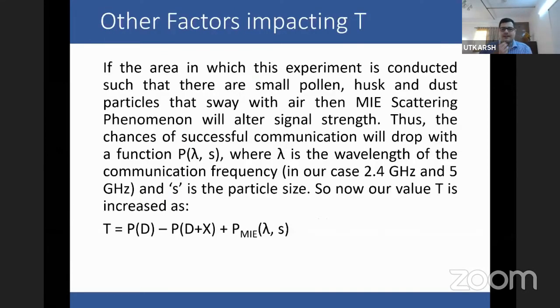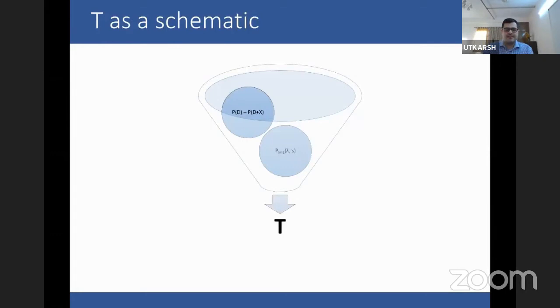Other factors: if the area in which this experiment is conducted has small pollen, husk and dust particles that sway with air, then the Mie scattering phenomenon will alter the signal strength. Thus the chances of successful communication will drop with a function P(lambda, s), where lambda is the wavelength of the communication frequency, in our case 2.4 gigahertz and 5 gigahertz, and s is the particle size. So now the value of t is increased, as t will be equal to P(d) minus P(d+x), then the probability of Mie scattering will be added. As a schematic, I'm just showing it like that. All the multiple values will be added, and then effectively we will calculate the value of t.